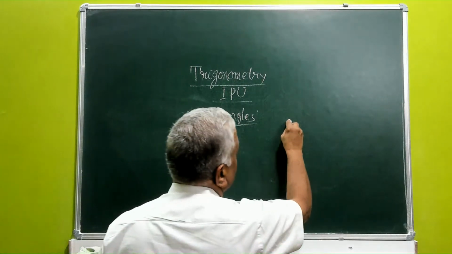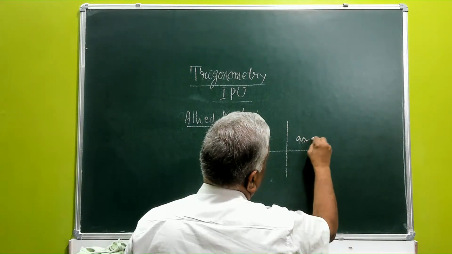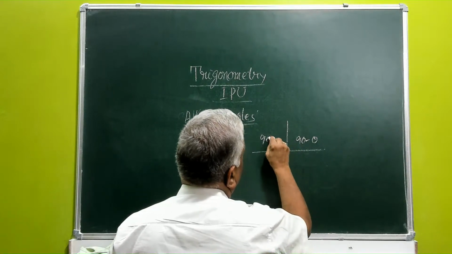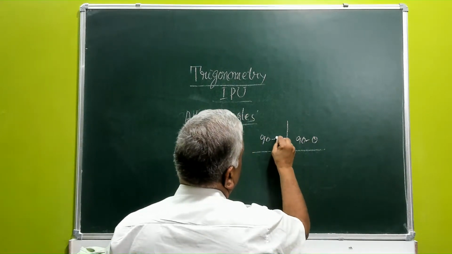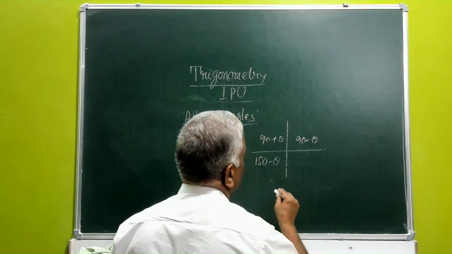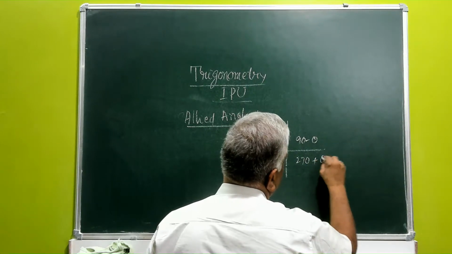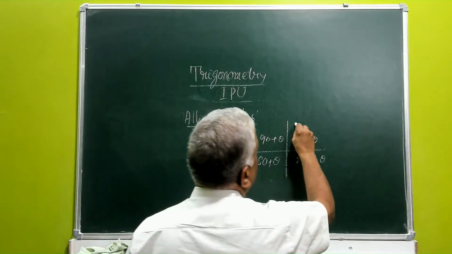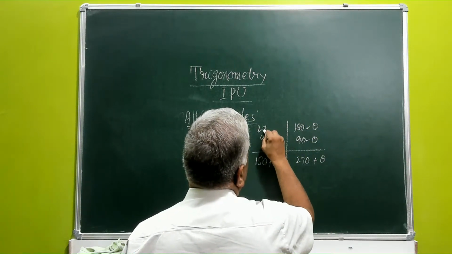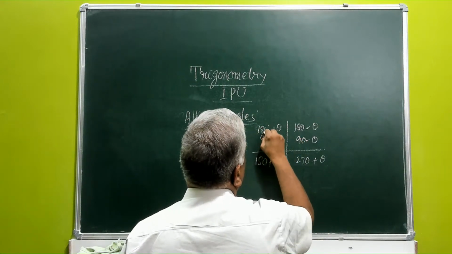While discussing allied angles, we talk about 90 minus theta, 90 plus theta, 180 minus theta, 180 plus theta, and 270 plus theta. So this is 90 minus theta and 180 minus theta. This is 90 plus theta and 270 minus theta, or 180 plus theta.